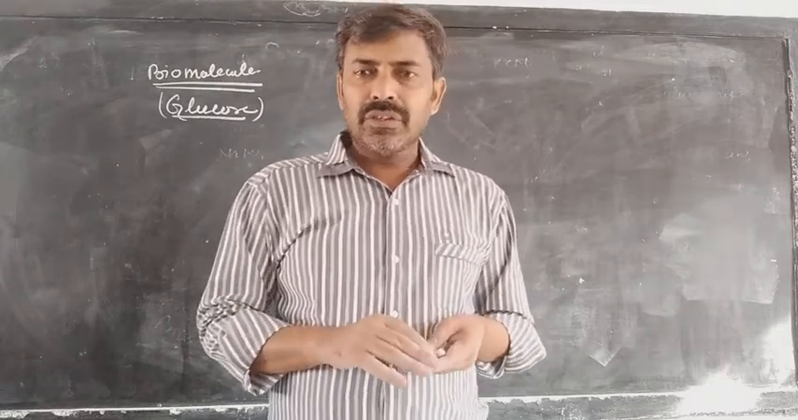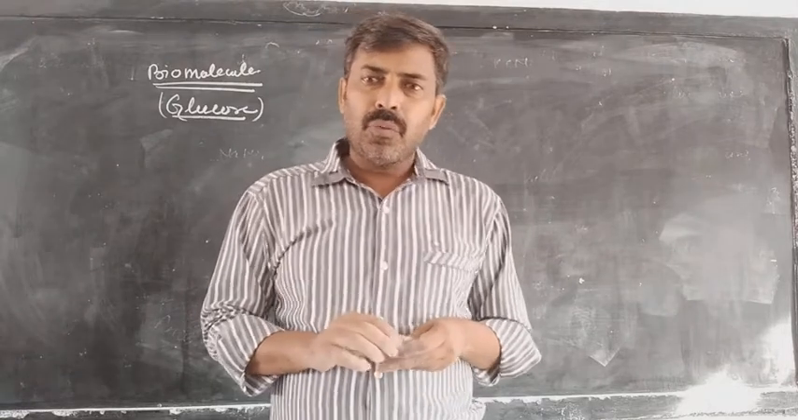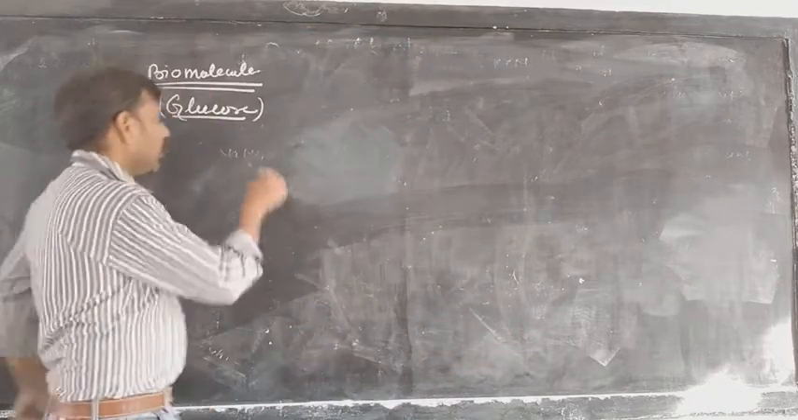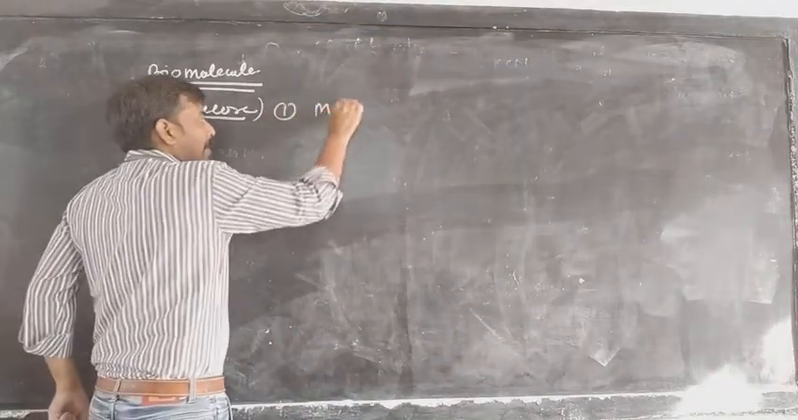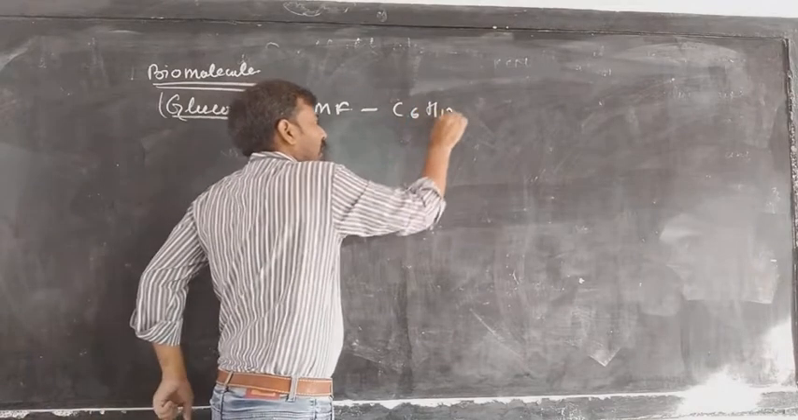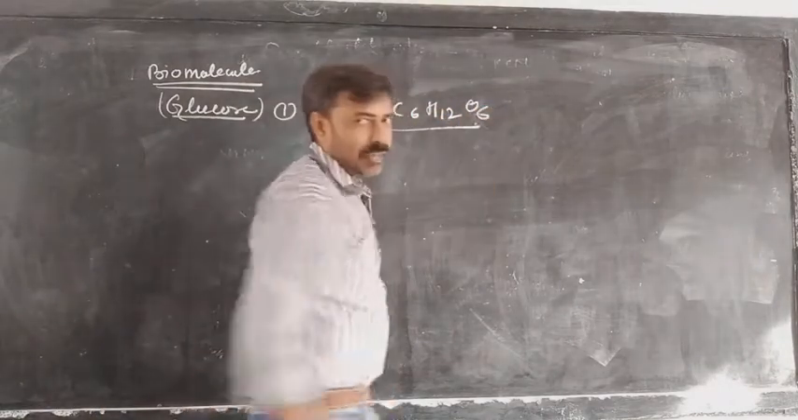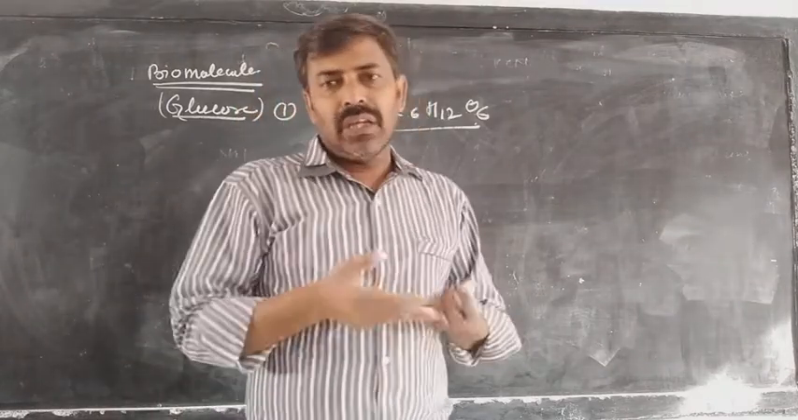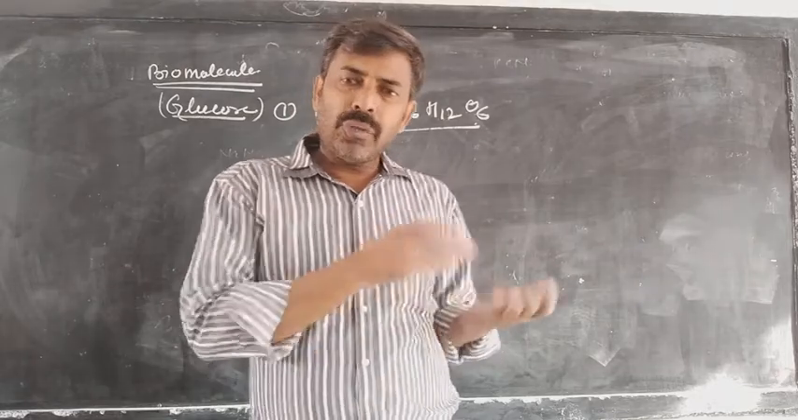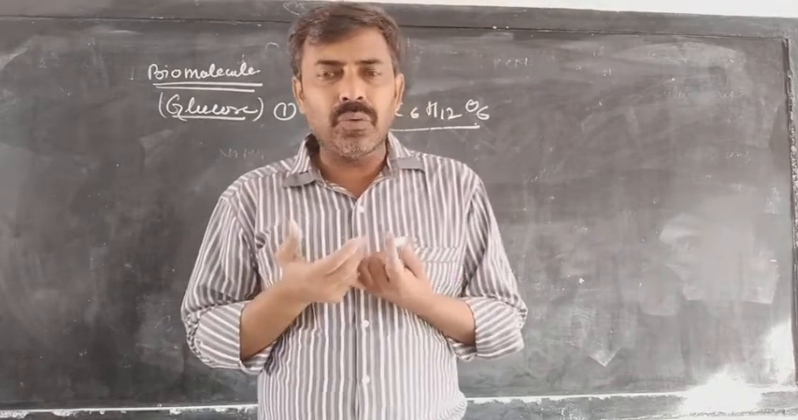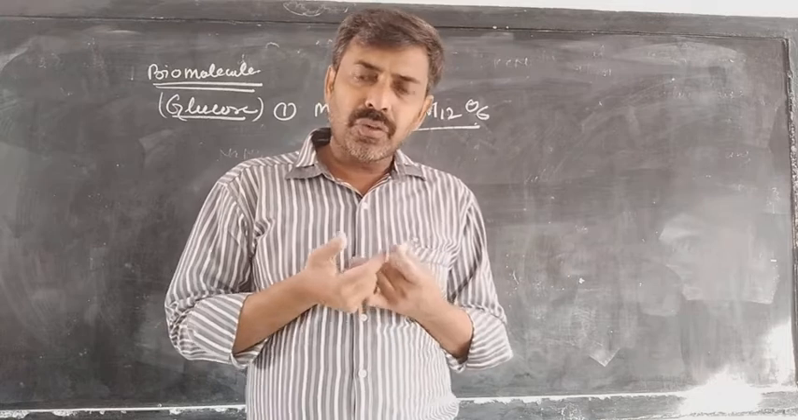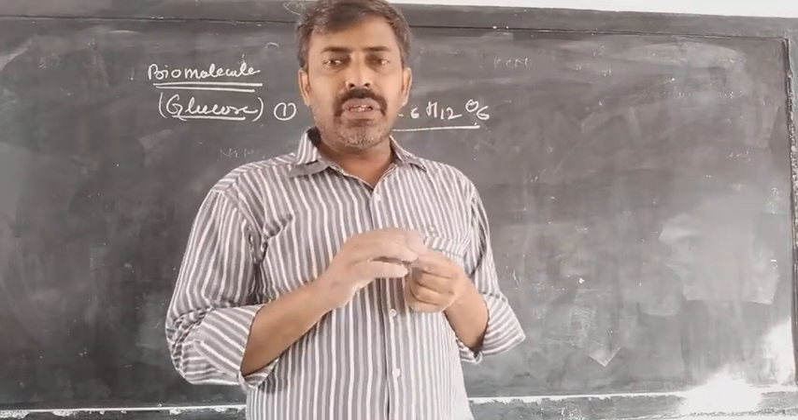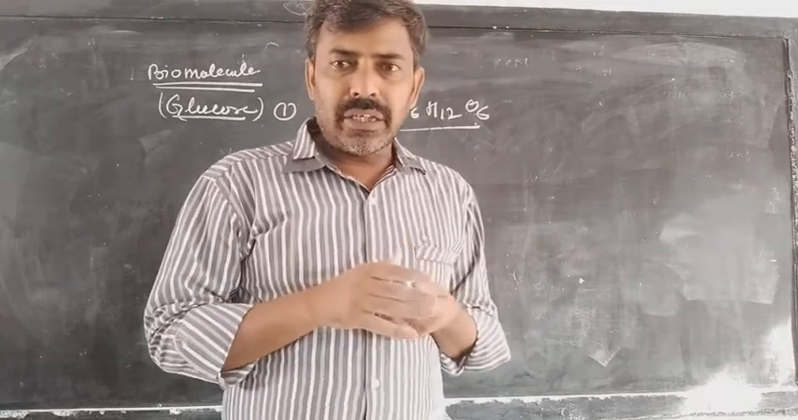So when you see the glucose, first of all, what is the molecular formula? The molecular formula of glucose you know well, that is C6H12O6. That means there are 6 carbon, 6 oxygen and 12 hydrogen in the glucose. On the basis of this information, we are trying to find the structure of the glucose, and in this process we are seeing the reaction of glucose with the hydrogen iodide, that is HI.